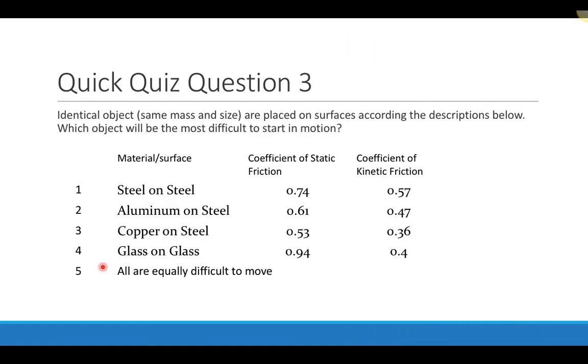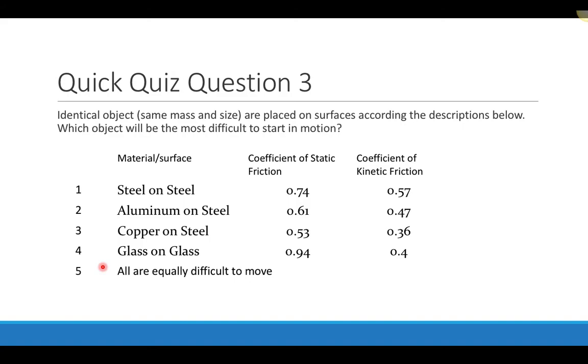So let's try to examine these coefficients of friction and see if we can understand what's going on. So I have identical objects. They have the same mass and size, and they're placed on surfaces. So when I say the same size, that means that the surface area that's in contact with the ground is the same size.